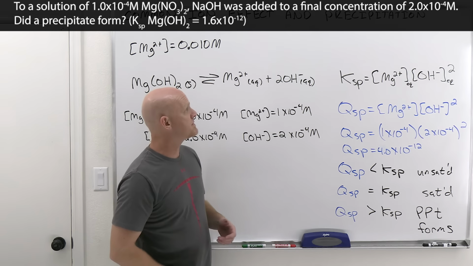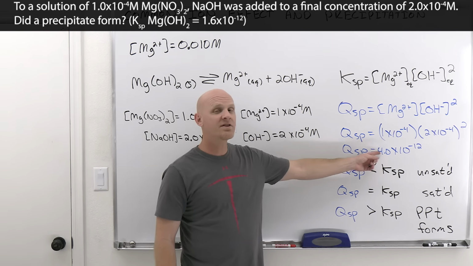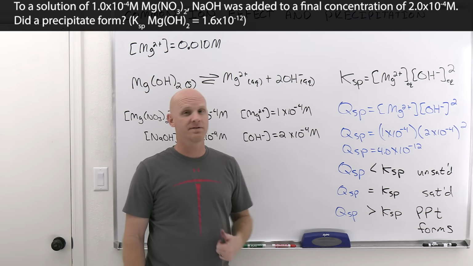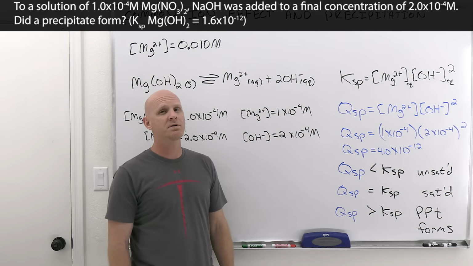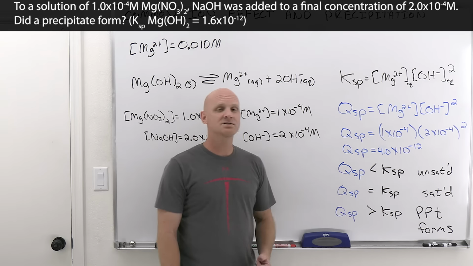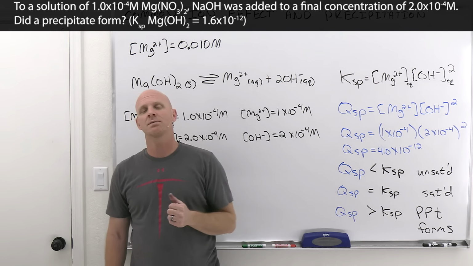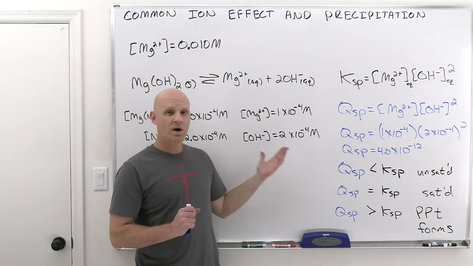Well, again, the Ksp provided is 1.6 times 10 to the negative 12, and 4 times 10 to the negative 12 is a little bit bigger than that. And so right now, our Q is bigger than the provided Ksp. And if Qsp is bigger than Ksp, then yes, a precipitate forms. Cool. So pretty run-of-the-mill question.